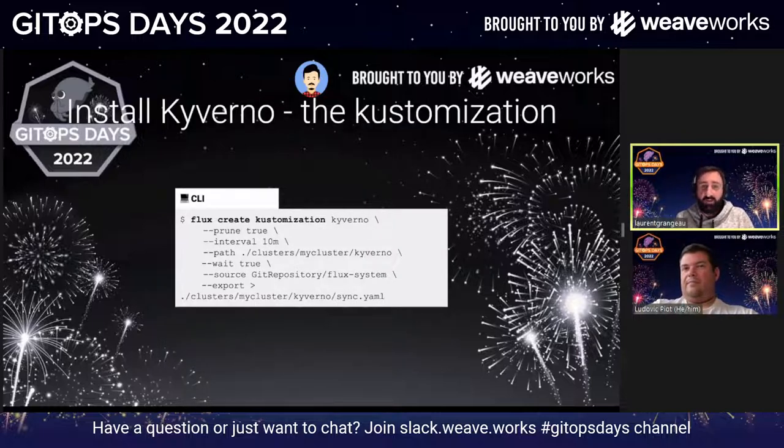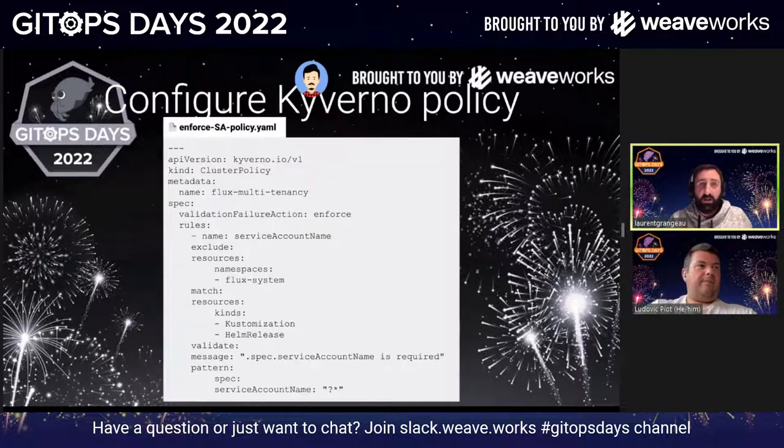And to finish this talk, we can install, for example, Kyverno, which is a policy enforcement application. Here, I create a new customization based on Kyverno. I can create a new service account policy. Here, I enforce the creation of the service accounts. And if someone wants to deploy a new application without a service account name, Kyverno will say that the service account is required before deploying that on the cluster.